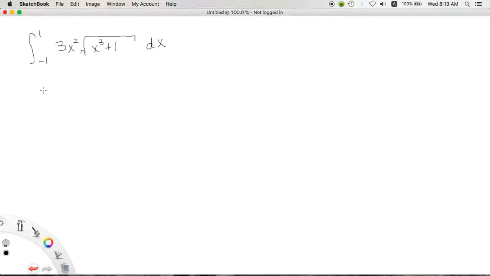So let's look at this. Hopefully you saw that u should be x cubed plus 1, because du would be 3x squared dx. So this would give us the integral of u to the 1/2 du. And now we've got our two options. We can change the bounds here, or we can integrate and go the other way. So let's look at changing the bounds here.